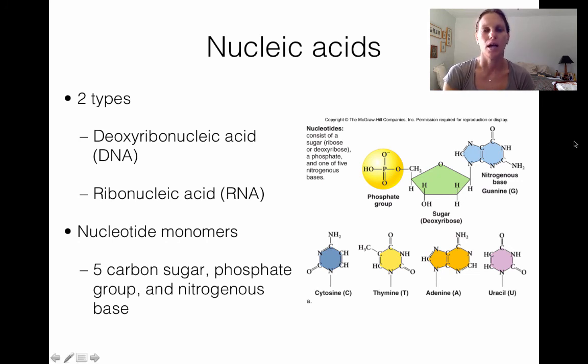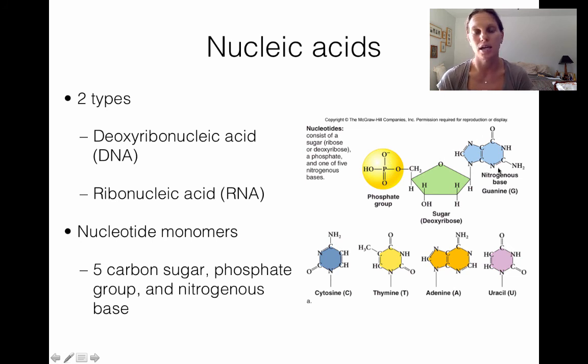They're made up of these nucleotide monomers, and this is what a nucleotide looks like. I want you to remember this. Probably not for your first test, but for your second test, we'll remember this. So a nucleotide consists of, in the middle here, a 5-carbon sugar, and a phosphate group right here, and a nitrogenous base right here.